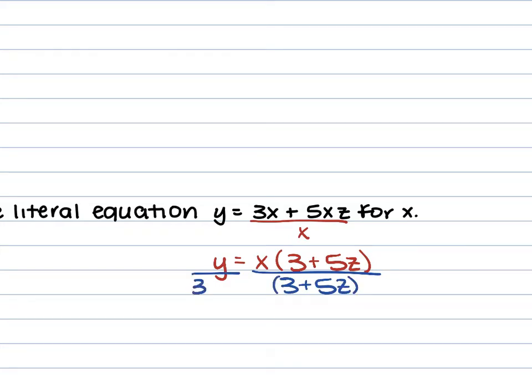Divide this side by 3 plus 5z. These are going to cancel. So x is equal to y over 3 plus 5z.